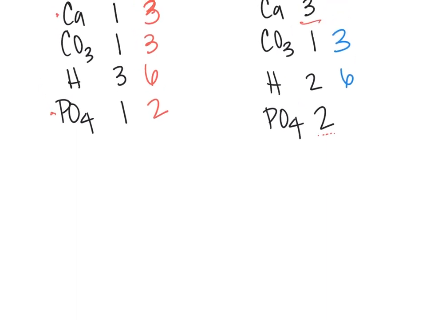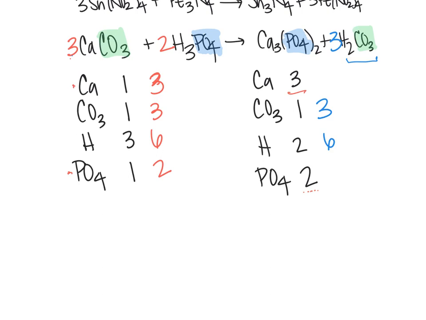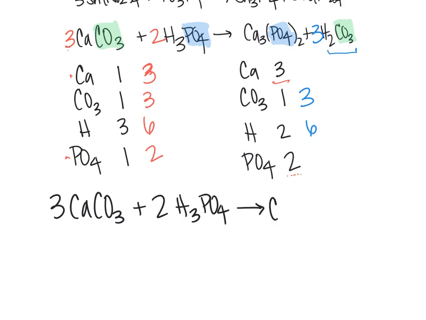So let's rewrite our balanced chemical equation. Sorry about that, didn't mean to move it off screen just yet. So we have 3 calcium carbonates plus 2 H3PO4 produces Ca3(PO4)2 plus 3 H2CO3. So balancing chemical equations can be quite scary at the beginning.